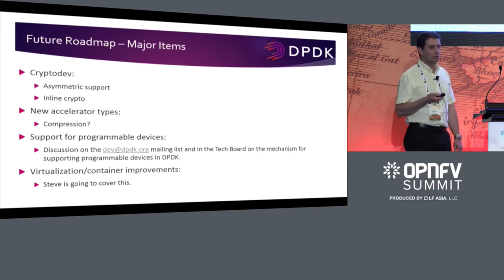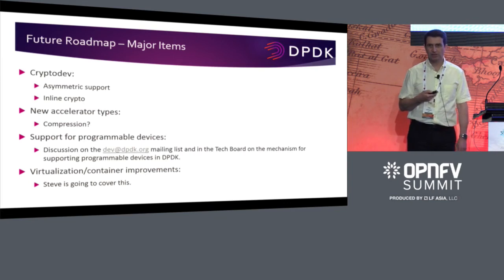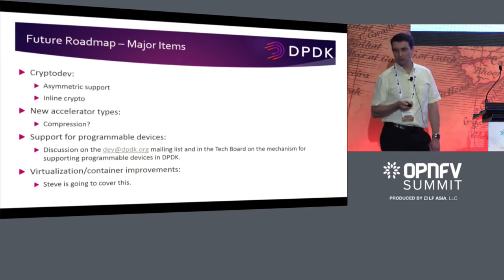We always had the concept when we added the CryptoDev API that it was the first accelerator type that we would add to DPDK, and we would add other accelerator types in future. And there's continual discussion on what other accelerator types we might add in future. The obvious one that we've talked about since the beginning is compression. We don't have a hard and fast plan for that yet, but that's something we may look at some point over the next number of releases.